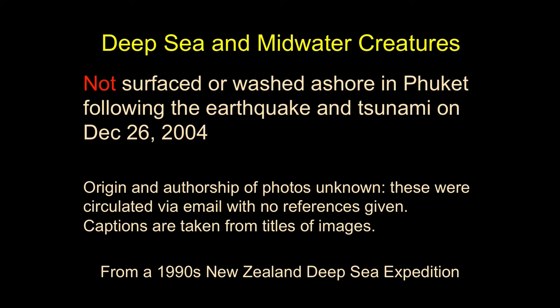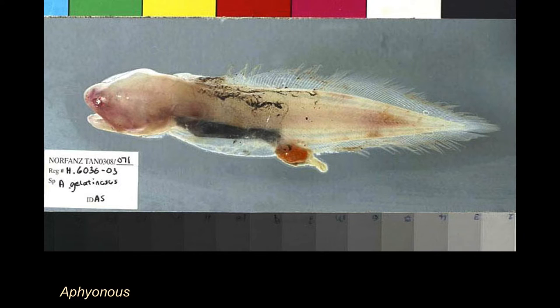These were collected from a scientific expedition in New Zealand, guys going after deep sea critters. So these are all real pictures and real organisms, but they weren't flopping on the streets in Indonesia after the tsunami. Here are two fish. You guys see the two fish? The big one is a female. The little one is a male.